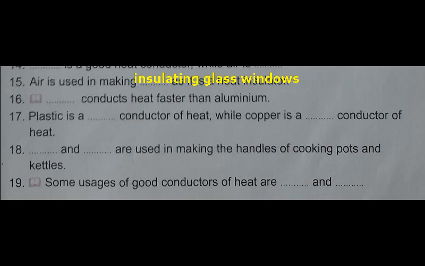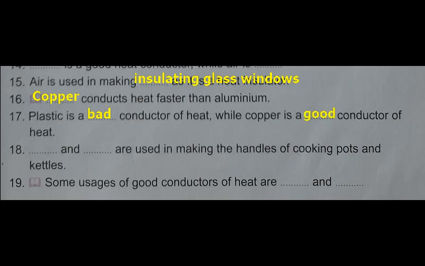Number 16. Copper conducts heat faster than aluminium. Number 17. Plastic is a bad conductor of heat, while copper is a good conductor of heat.